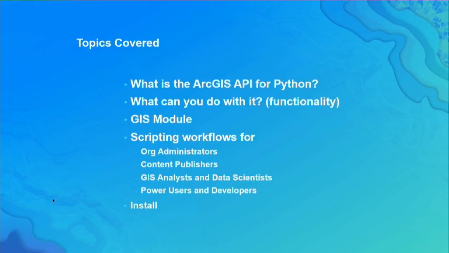So in this section, we're going to talk about what the API for Python is, what you can do with it, and the GIS module, which is the gateway into your GIS. So that's a very important module. It doesn't matter what scripting workflow you're going to work with, like if you're an administrator, a content publisher, a GIS analyst or data scientist, or a developer or power user. And later I'll talk about what you would do with the API for all those user groups. It doesn't matter which one you are. You use the GIS module to get in and work with the Python API.